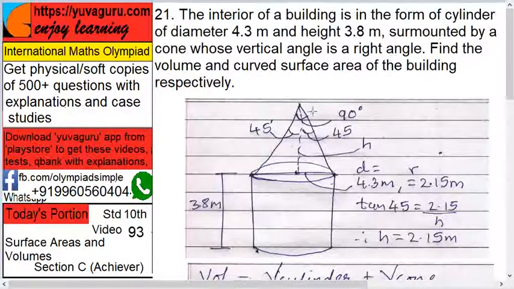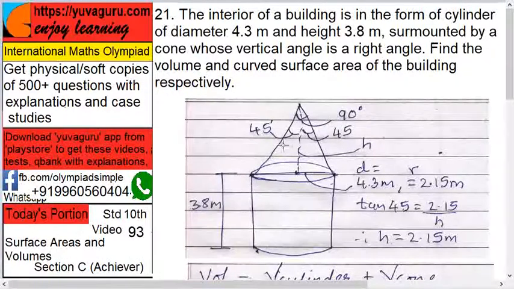Surmounted means one above the other, so this is a cylinder and above that is a cone. Now what are the details of the cone and the cylinder? See here, for the cylinder it's given diameter 4.3 and height 3.8, and about the cone it's given it's 90 degrees. And surmounted means it exactly fits this cylinder. So what will be the same?